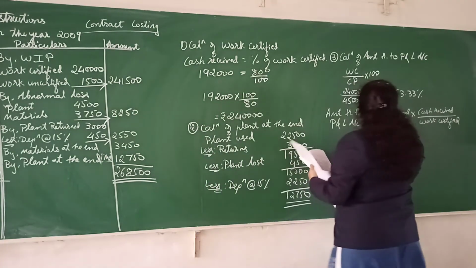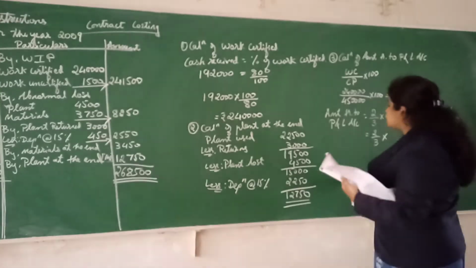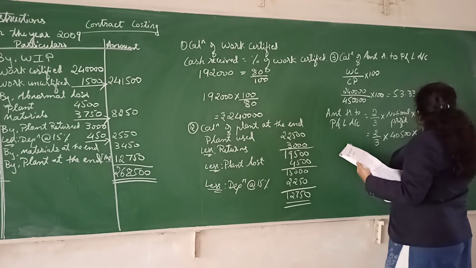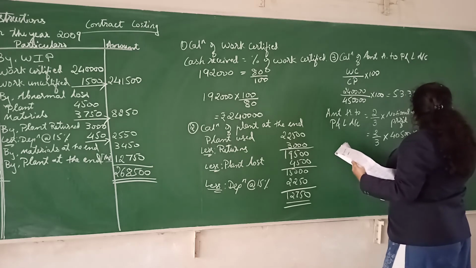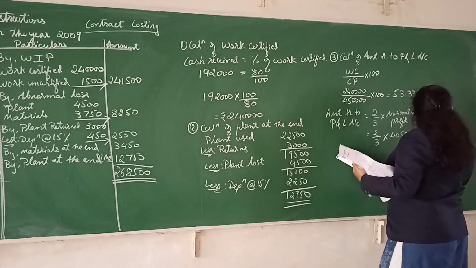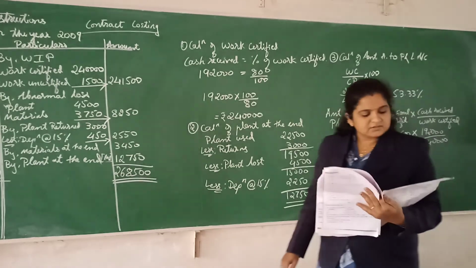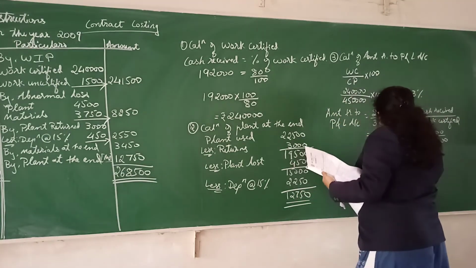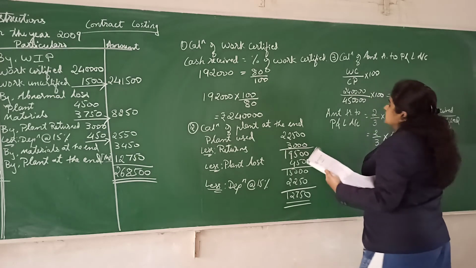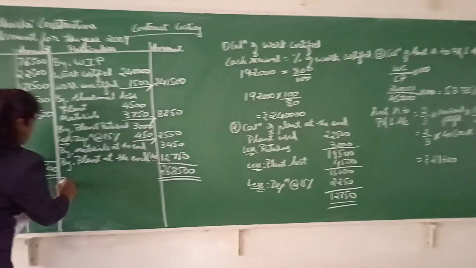Okay, now 2/3 into notional profit is 40,500 into cash received is 1,92,000 divided by work certified is 2,40,000. Calculate this. The answer will be 21,600. Okay, now come to the contract account.